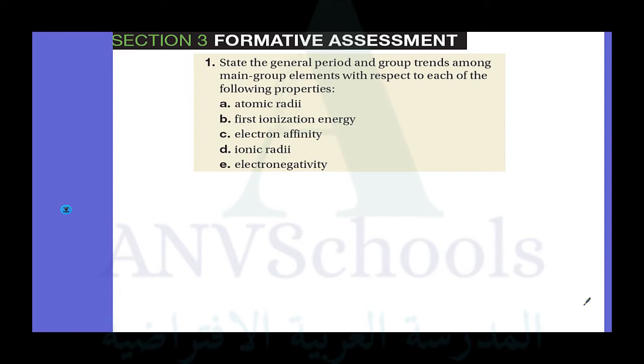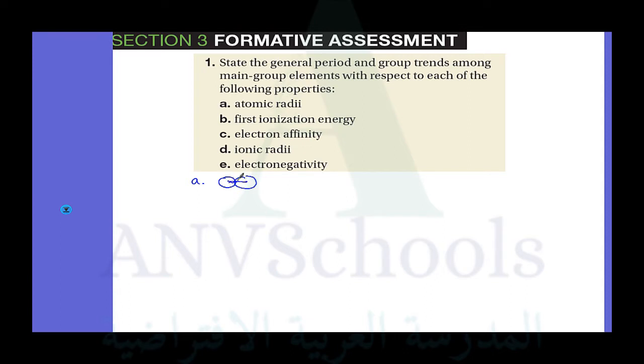The first question: state the general period and group trend among main group elements with respect to each of the following properties. A, atomic radius. Last time when we defined atomic radius, we defined it as half the distance between two equal-sized atoms. So if we have two similar atoms, it is half the distance between them.